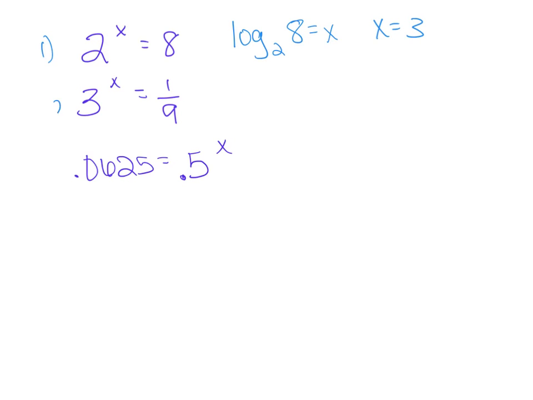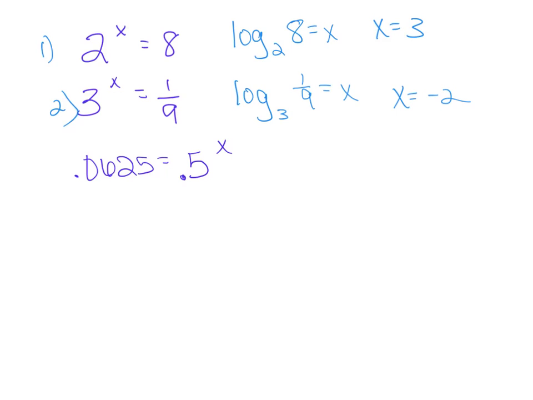So on number 2, you might already know what it is, but maybe not. 3 to the power of what gives me 1/9? So if I don't know, I'm going to switch it to log form. So log base 3 of 1/9 equals x. And then you're going to put that whole thing in your calculator and you're going to find out that it's -2.